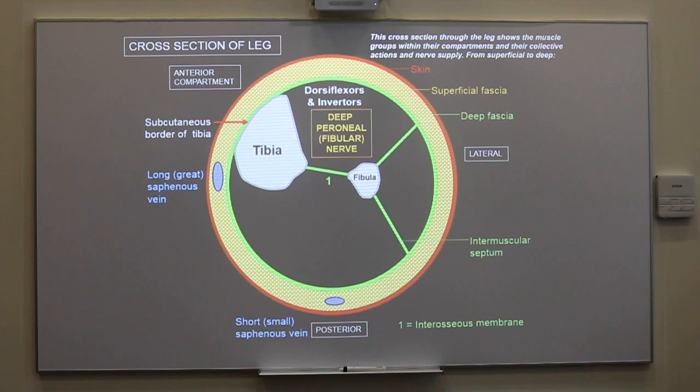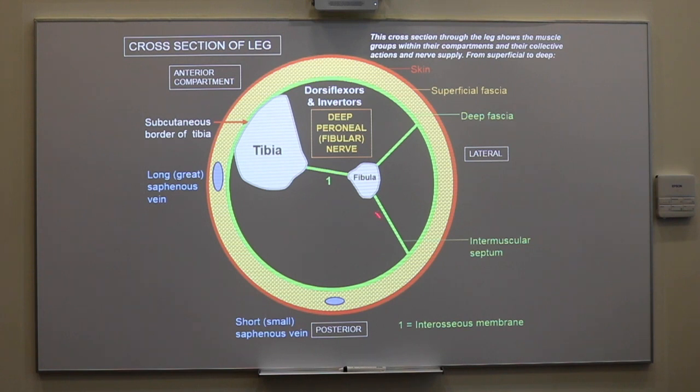Now if we go to the lateral compartment, it is present between the anterior intermuscular septum and the posterior intermuscular septum. The main function of this compartment of the leg is eversion. There are two muscles here, peroneus longus and peroneus brevis, or fibularis longus and fibularis brevis.